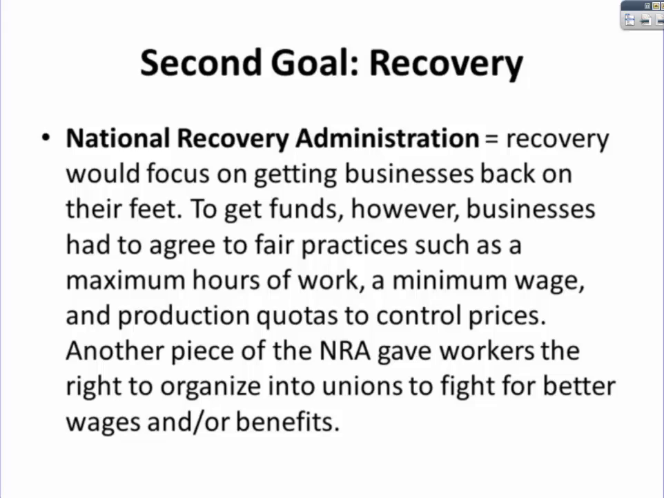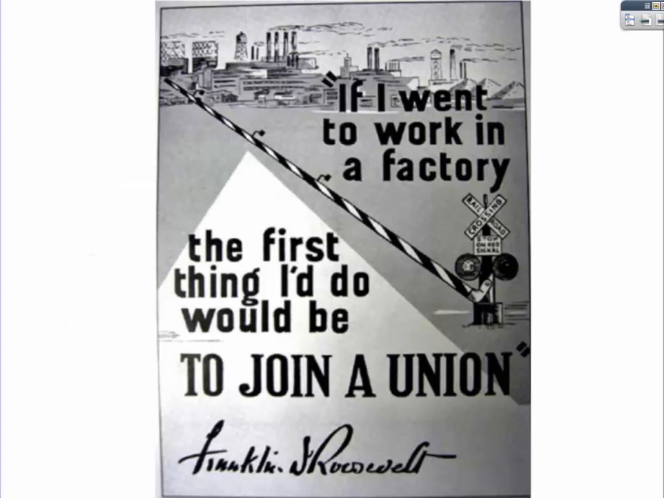The National Recovery Administration focused entirely on getting businesses back on their feet. However, to get funds, businesses had to agree to fair practices with their workers, such as a maximum number of hours worked, a minimum wage, and production quotas to control prices and prevent the kind of distorting of supply and demand that led to the low prices that put a lot of businesses out of business. Another piece of the National Recovery Administration was organized to give labor unions the ability to fight for better wages and/or benefits, and we'll come back to that in a moment. You can see an advertisement here from the Great Depression talking about how if you're going to go to work, make sure to join a union to fight for your workers' rights.